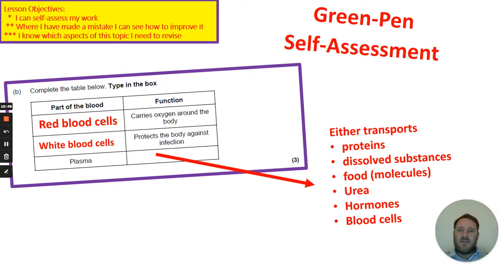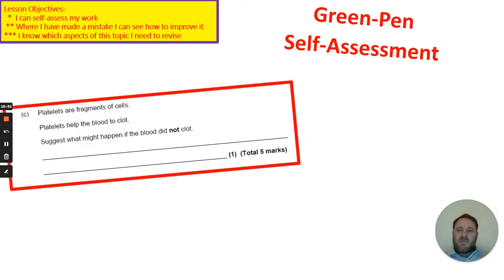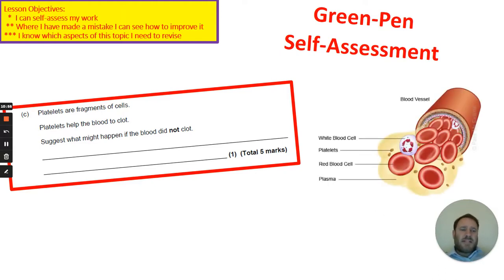And let's move on. So C, platelets are fragments of cells. So here's my little picture here. You've got a blood vessel there, that could be an artery or a vein, and you've got little white blood cells and red blood cells, and you see some platelets and the tiny little bits of plasma, and they're just little bits of cells, and they help your blood to clot. So if you've ever cut yourself and got a scab, we've all been there, we all know that. That's just where your platelets are helping the blood to clot.